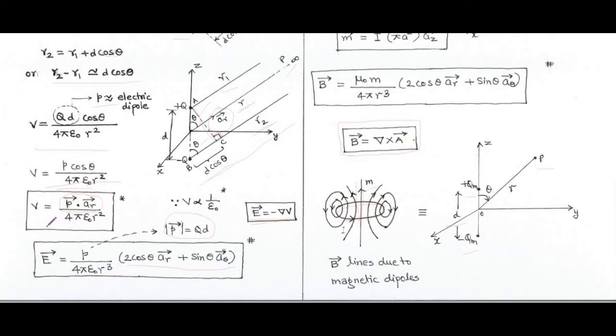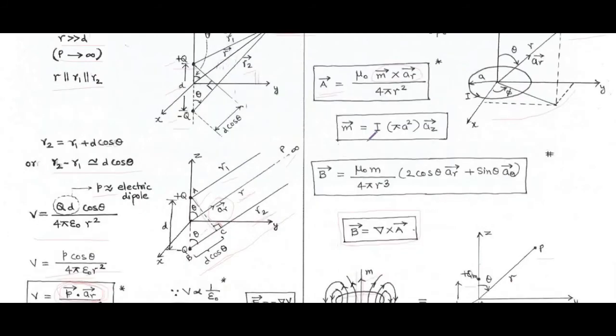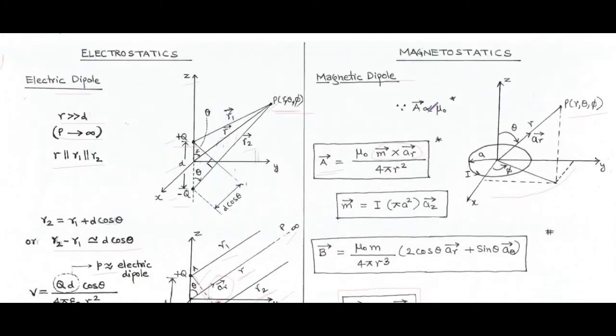The potential in the case of an electric dipole is p vector dot unit vector r upon 4 pi epsilon naught r square. Here there is a dot product of p vector and unit vector r. In the case of the magnetic vector potential, we take a cross product of the magnetic dipole moment, small m vector, and unit vector r. Also, in the potential due to an electric dipole, the constant epsilon naught is inversely proportional, but in the magnetic vector potential, the constant mu naught is directly proportional. So A vector equals mu naught m vector cross unit vector r upon 4 pi r square.